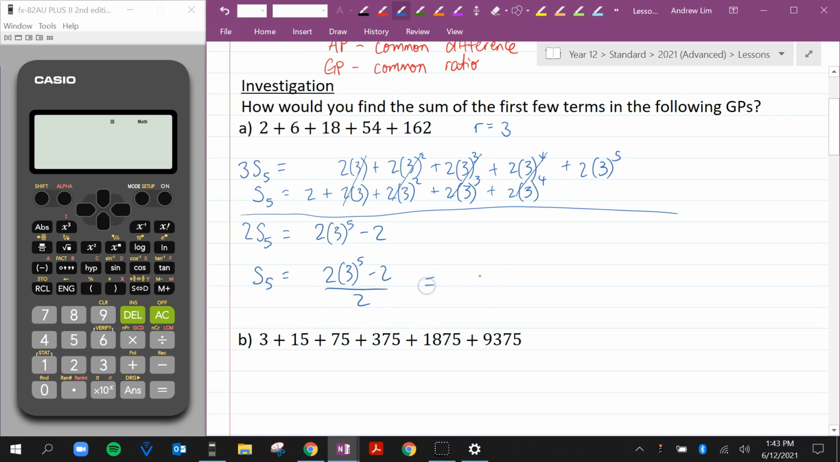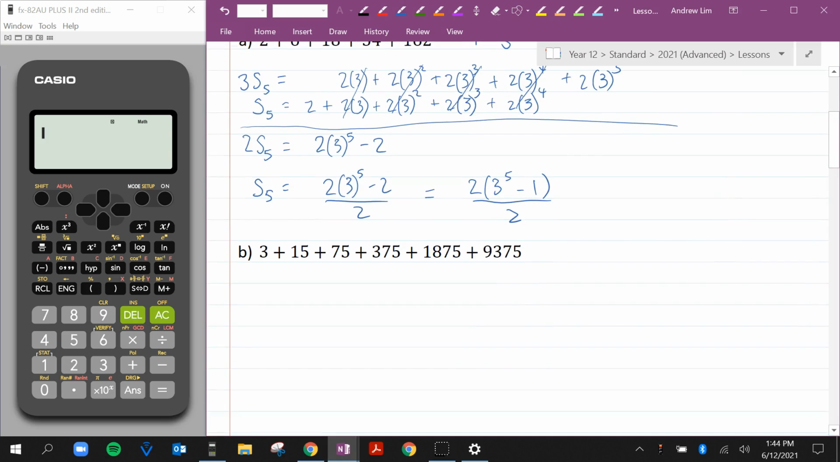I'm going to factorize the numerator. This will give us 2 on the outside, 3 to the power 5 minus 1, all over 2. Now I'm going to leave it at that. I know I can cancel these 2's, but I'm just going to leave it for now so that you can see the similarities between questions A and B. So what I want you to do now is pause the video and have a go at question B by yourselves.